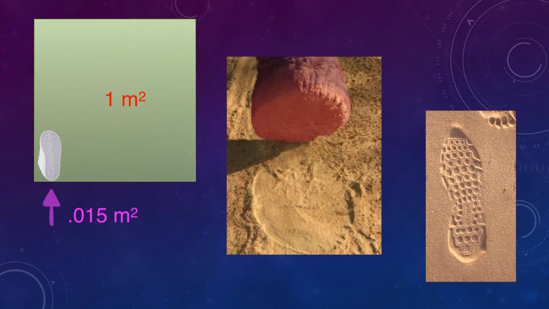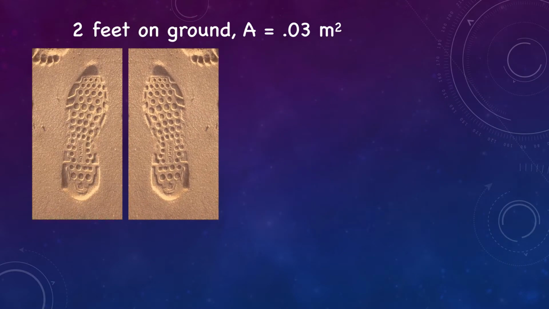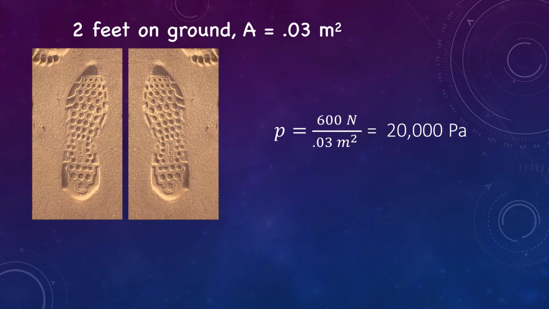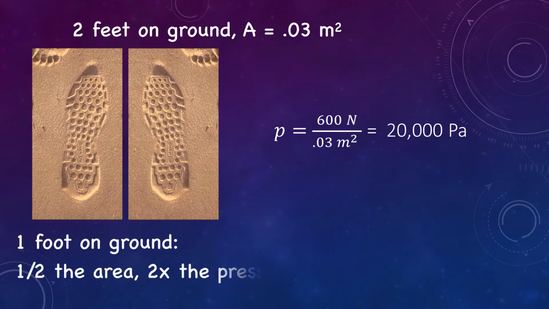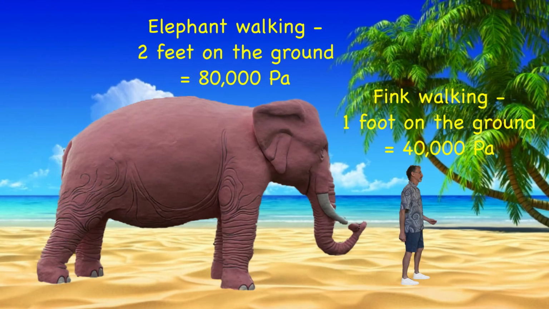Why is that? For me, both feet together make 0.03 meters squared. Pressure is force divided by area, so 600 newtons divided by 0.03 meters squared equals 20,000 pascals with both feet on the ground, and 40,000 pascals with 1 foot, compared to my elephant's 40,000 and 80,000 pascals. So even though Eloise weighs almost 70 times my weight, her pressure on the sand is only twice that of mine.